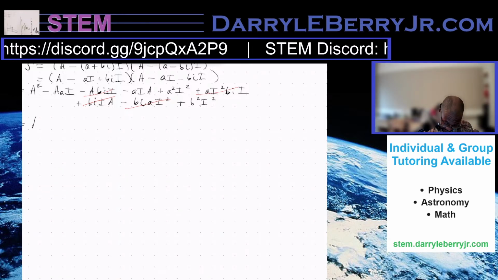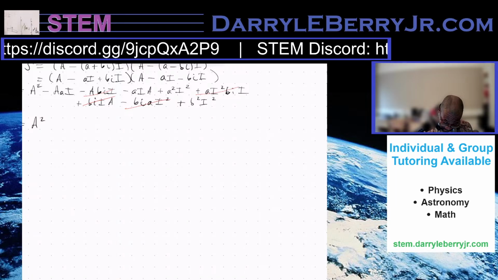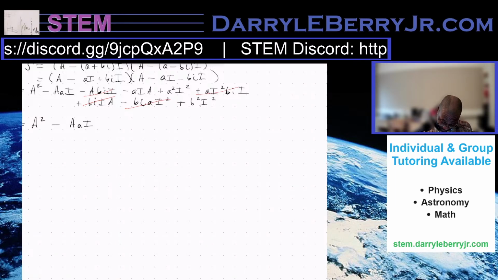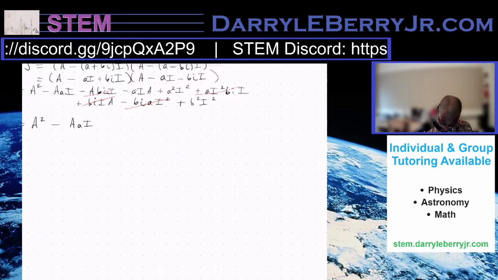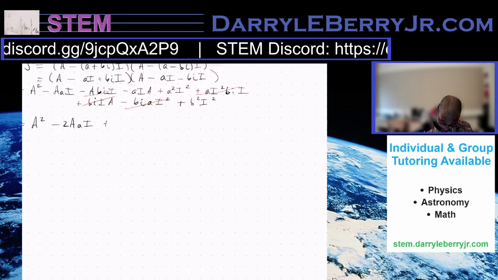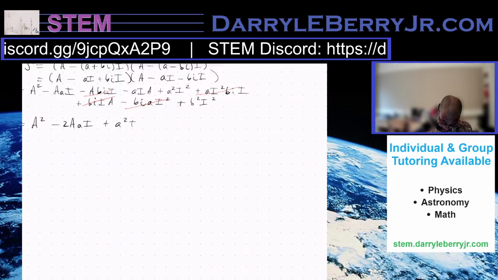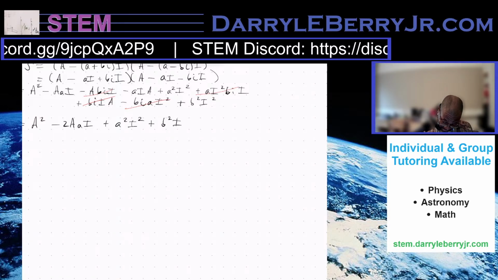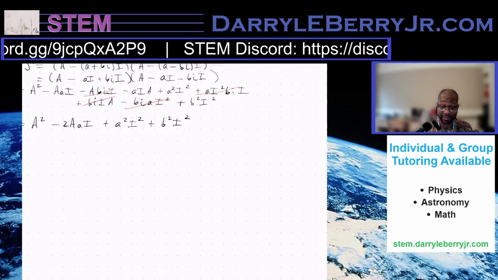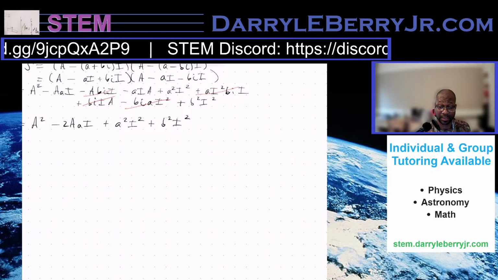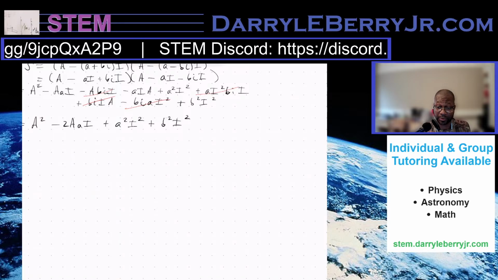So we have A squared minus AI minus AAI, so minus 2AAI plus A squared I squared plus B squared I squared. Yeah, so I think they just made a typo. I think they made a typo and they should have had an I squared here.